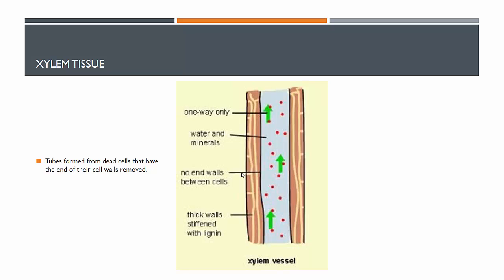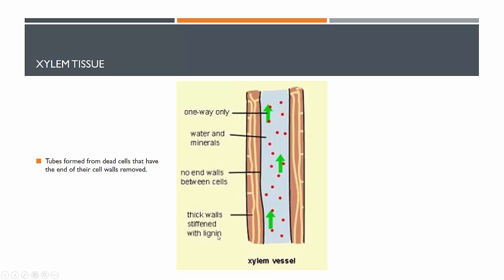So xylem is formed from dead cells that have had the ends of their cell walls removed, and so they're kind of these long dead tissues, essentially little tiny tubes. And they're strengthened with a substance called lignin.